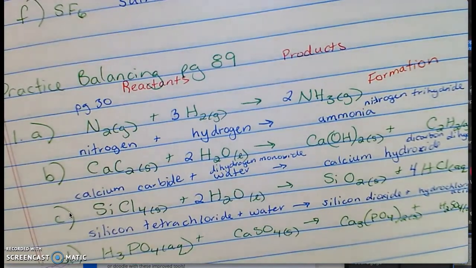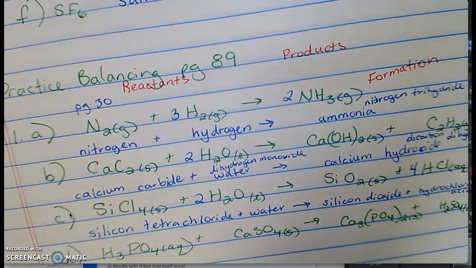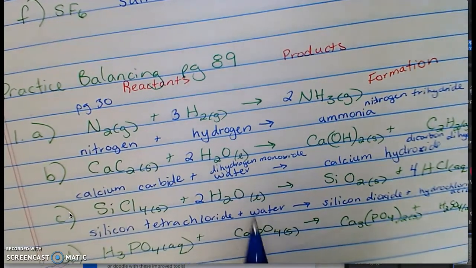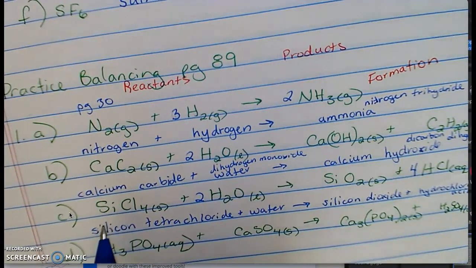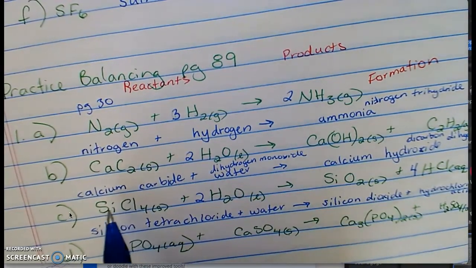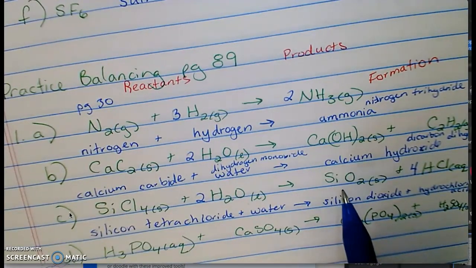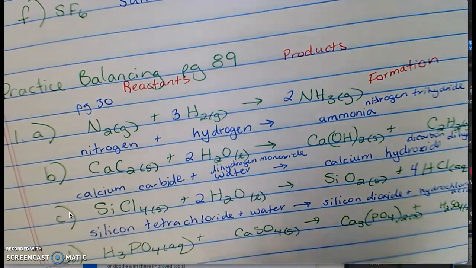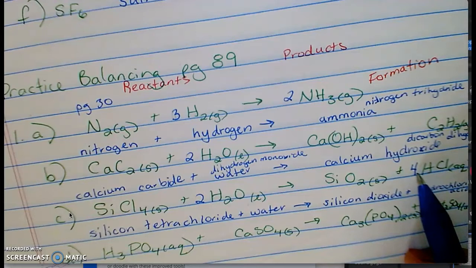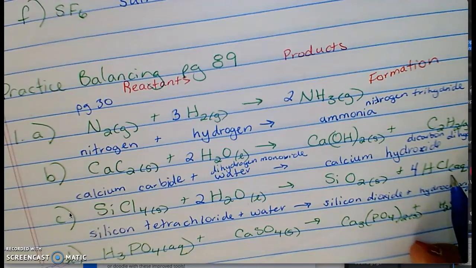Boom. Okay, so what did we do? We looked at silicon. Okay, we never start with hydrogens and oxygen. So I started with silicon. So one of these, one of those, we're good. Chlorine, there's 4 of these, and there was only 1. So I multiplied by 4. So now there's 4 chlorines.